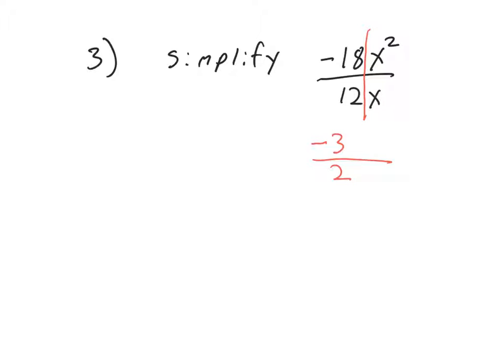Okay, and then we'll look at the variables. We have x squared over x. That means I can cancel out one of the x's, because basically here's what we have. We have 3 times x, and then down here we have 2 times x. So one of those we can get rid of. And we're left with negative 3x over 2.